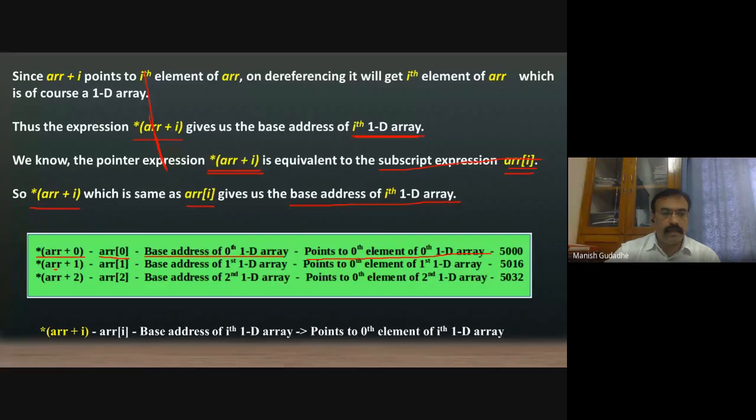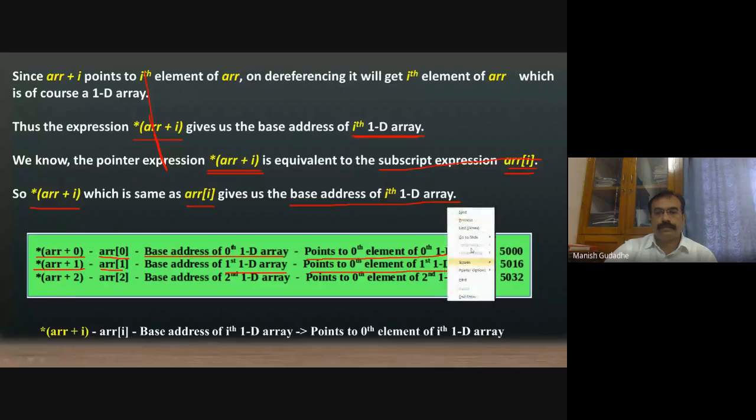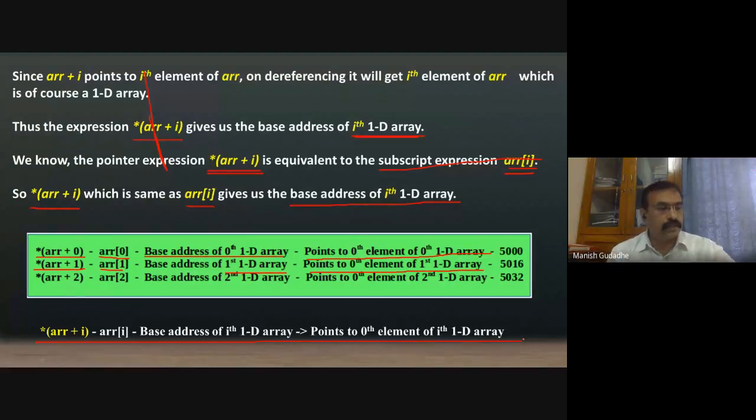Similarly, ARR plus 1 is ARR[1], which is the base address of the first 1D array, which is the address of the 0th element of that 1D array. So 5016 is pointing to 5 and also pointing as the base address of this array. And thus we are generalizing the statement this way.